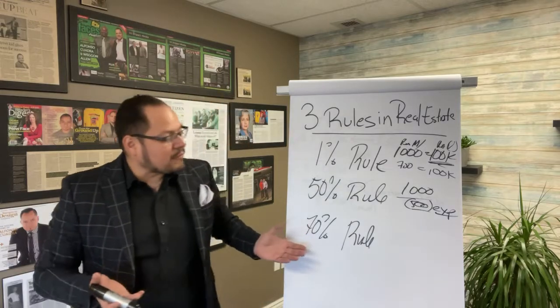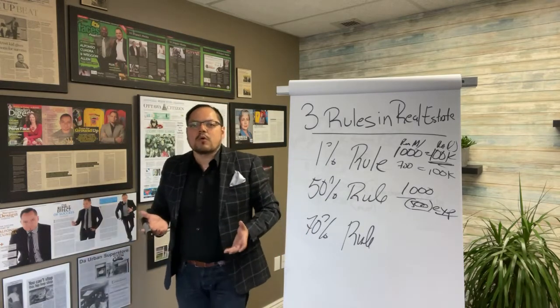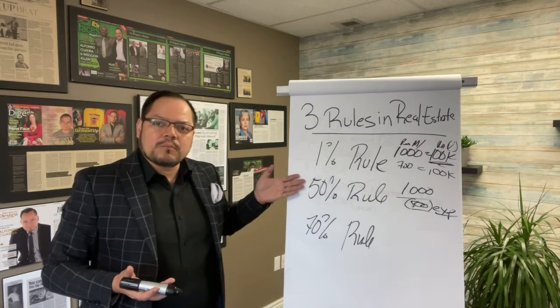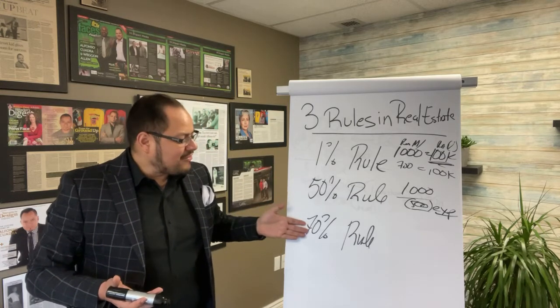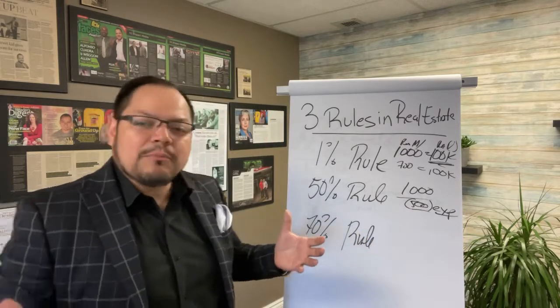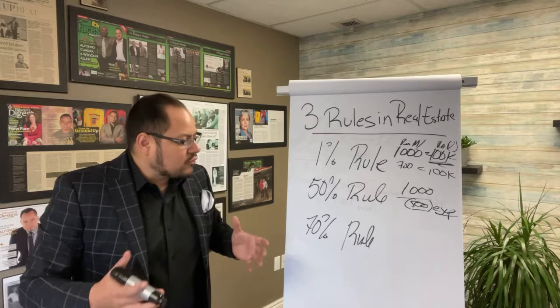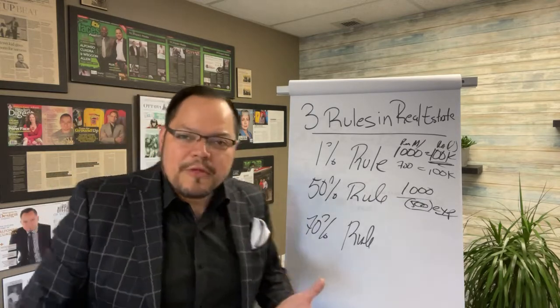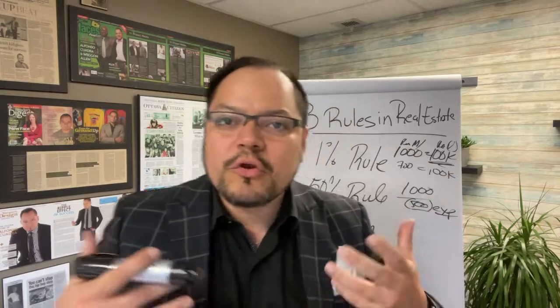The 70% rule is more geared towards flipping properties. So these two are more geared towards multiple family properties, and this one is more geared towards flipping a property. Again, we're being very general, and we're just giving you a range and a rule of thumb for when you go out there and you're doing your investment.